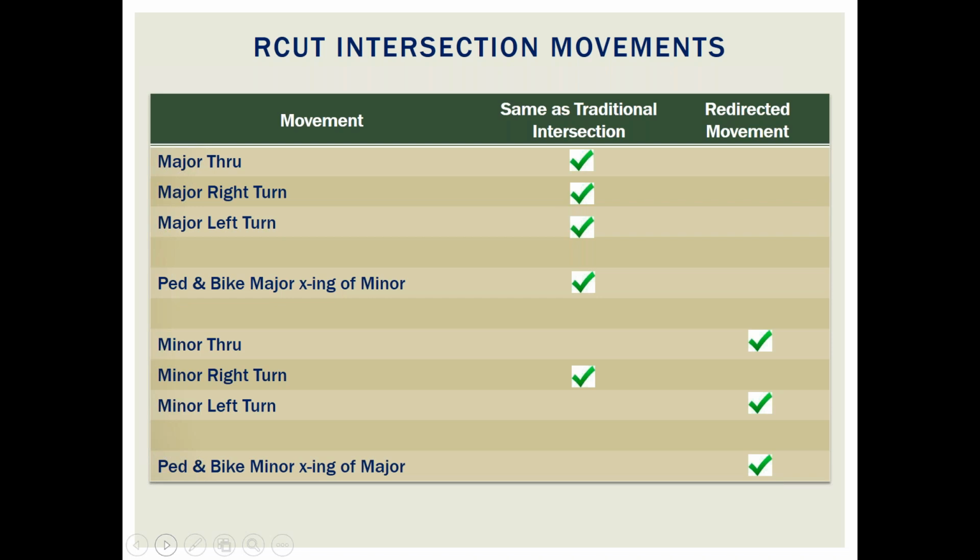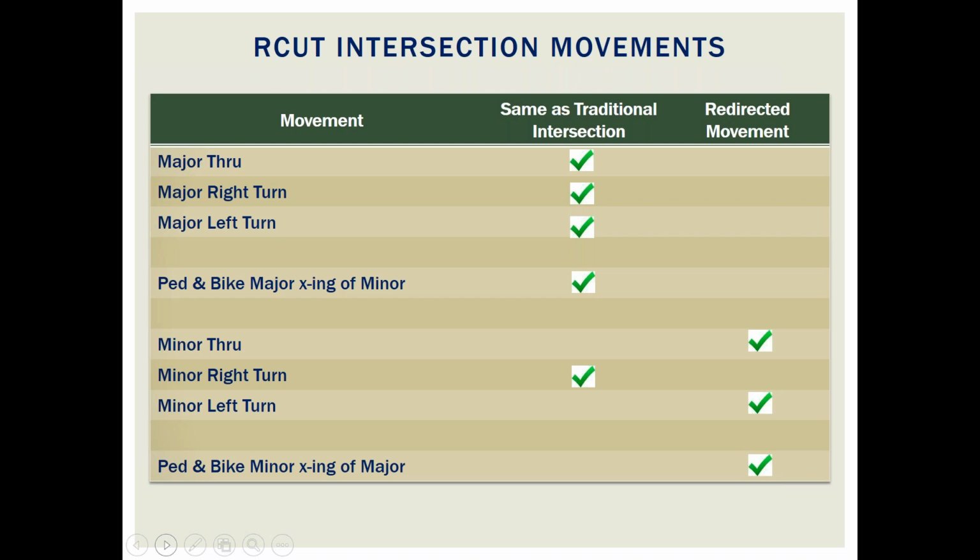So at an R-CUT, things are the same as a traditional intersection if you're a driver on the major street. So you can make all movements. You go through, you can make a right, you can make a left, just like you would at any other intersection. And for a pedestrian, if you're on the major street crossing the minor street, that's basically the same also. The only differences are for traffic coming out of the minor street, and if they didn't want to make the right turn, the through movement and the left turn is made by way of the U-turn.